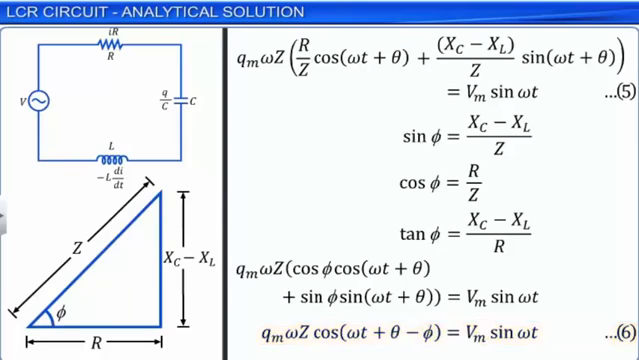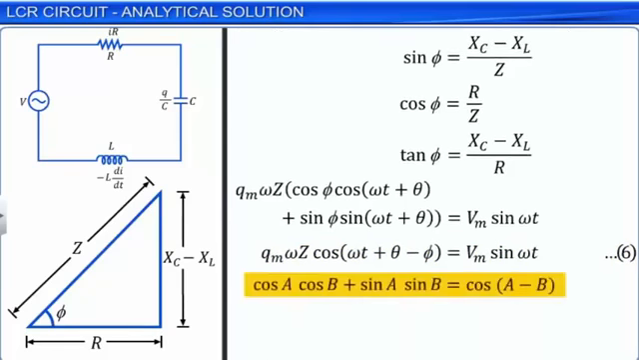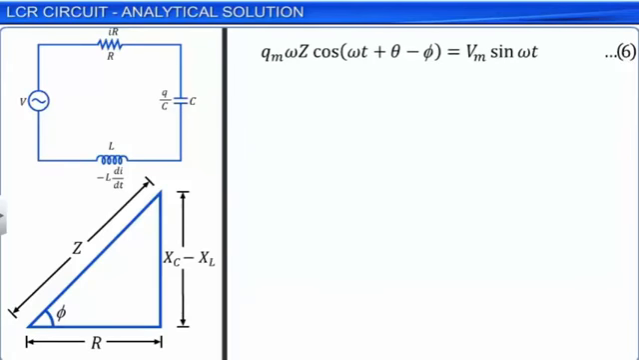Comparing the values on both the sides of equation 6, we get Vm equal to Qm ω Z, which is equal to Im Z. Therefore, maximum voltage in the LCR circuit, Vm, is equal to maximum current in the circuit, Im, into impedance of the circuit Z. Also, as cos(ωt minus π by 2) is equal to sin ωt, we have θ minus φ is equal to minus π by 2.